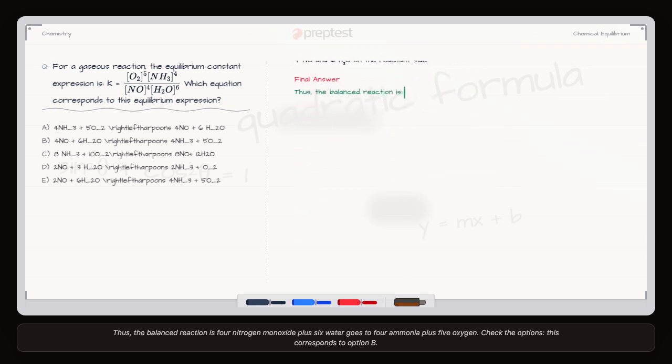Thus, the balanced reaction is 4 nitrogen monoxide plus 6 water goes to 4 ammonia plus 5 oxygen. Check the options, this corresponds to option B.